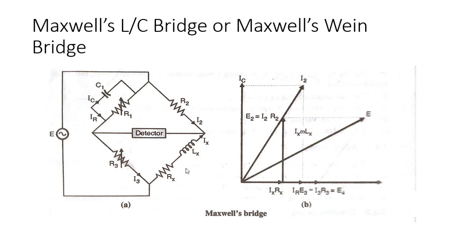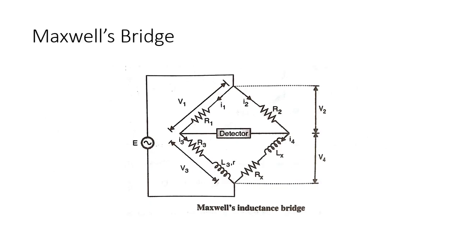Okay, now the Maxwell's inductance capacitance bridge, this is also called the inductance capacitance bridge, measures an unknown inductance in terms of a known capacitance. Okay, so previously we have seen that this Maxwell's bridge measures the unknown inductance with the help of some known inductance.